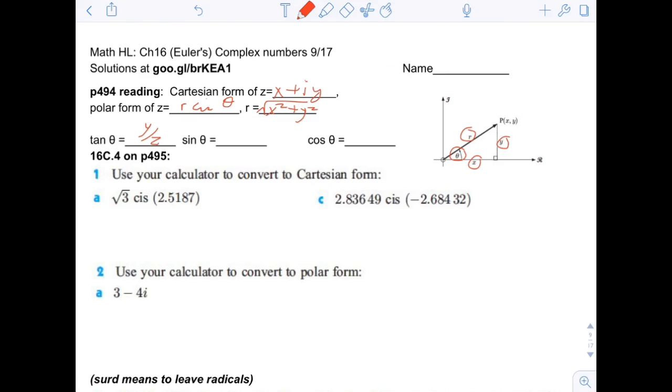And the sine of theta is equal to y divided by r, and cosine of theta is x divided by r, all according to this diagram here. Use your calculator to convert to Cartesian form. Oh, calculator, okay.